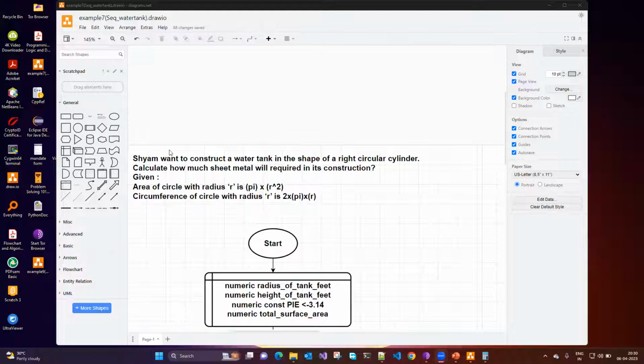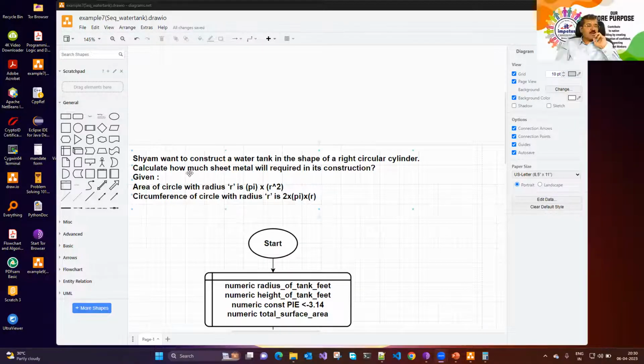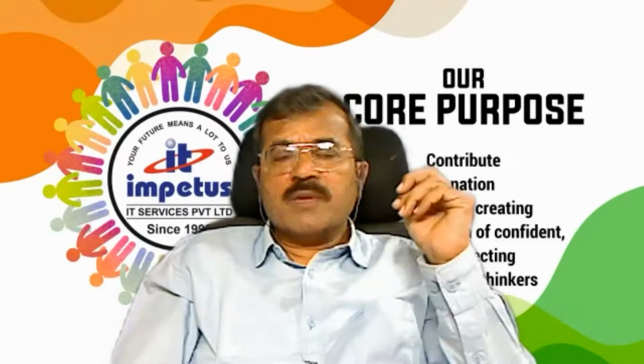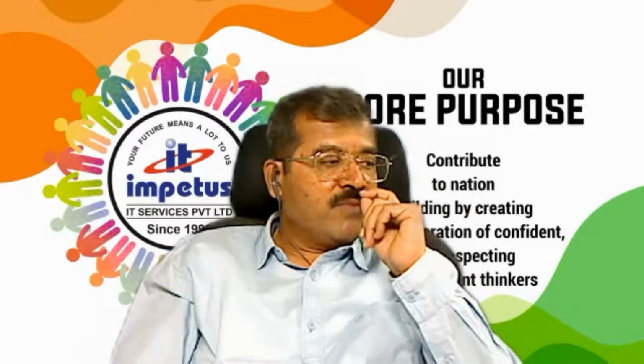Yes, sir. You have also solved this particular problem. Can you explain what was the idea as to how did you go about solving it? So, sir, to define this problem, we need to find out the metal sheet required to construct a water tanker, which is a right cylinder.